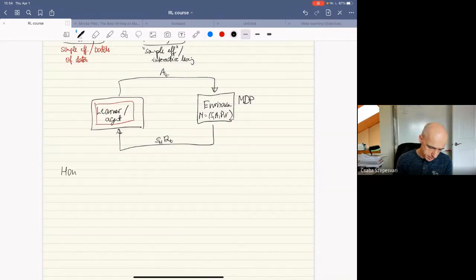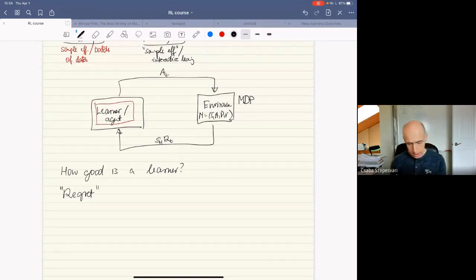So how good is a learner? We're going to evaluate learners based on their regret. In a nutshell, we want to say that the learner is better if it collects more rewards. It's intuitive, right? So that's the goal of acting in the environment, to collect reward. The more the reward is, the better it is. There's a basic assumption about this model.